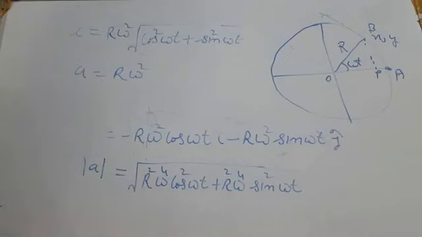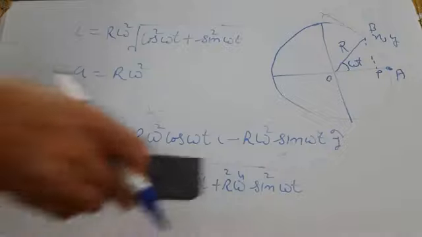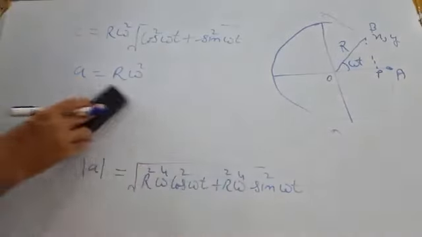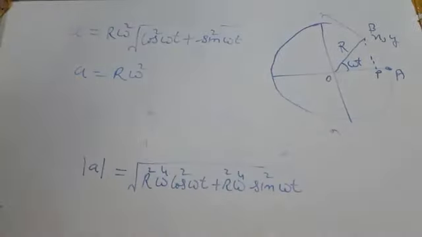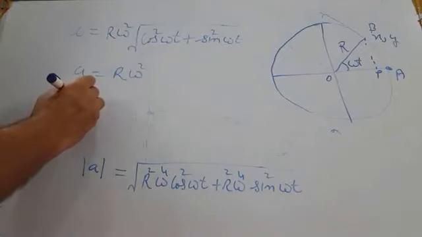After that you can substitute value of omega, which was v by r. So in different forms you can convert it. So that will be magnitude of the acceleration. A is equal to r omega square. Now question is, what will be direction? So now we will find out direction. Suppose this acceleration makes an angle theta with the x-axis. So what will be tangent theta?